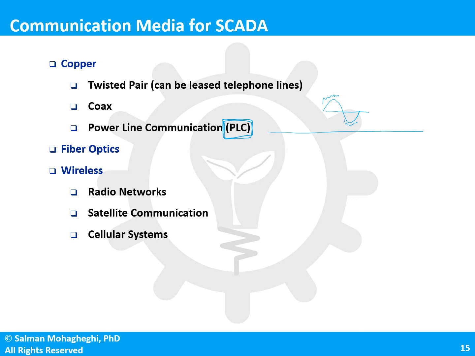And last but not least, we have wireless: radio networks, satellite communication, cellular systems. The benefit of wireless systems is that, again, you don't have to pay for right of way. You can deploy the system with relatively lower cost because you don't have to deploy fiber optic lines or copper cables. It does, however, or I should say could, introduce delays, especially, for example, using satellite communication. Nevertheless, it is an option that can be implemented for SCADA systems.